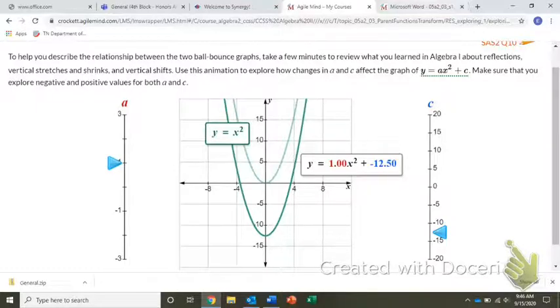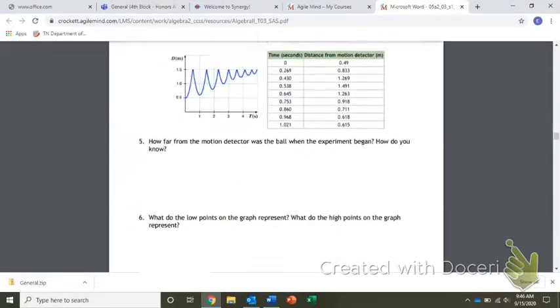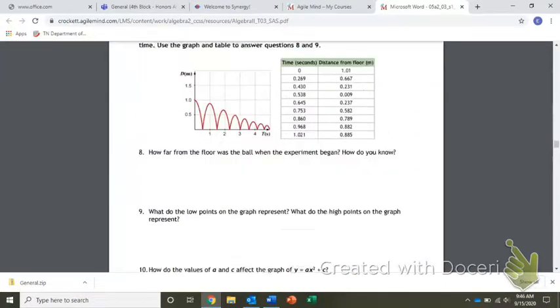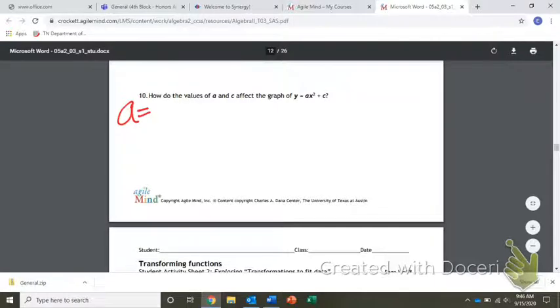All right, so now on number 10 in your workbook, you will need to write this down because this is so very important. So first, we are going to write the rules for A. So first, I want you to write A equals. Okay? There's 3 rules.